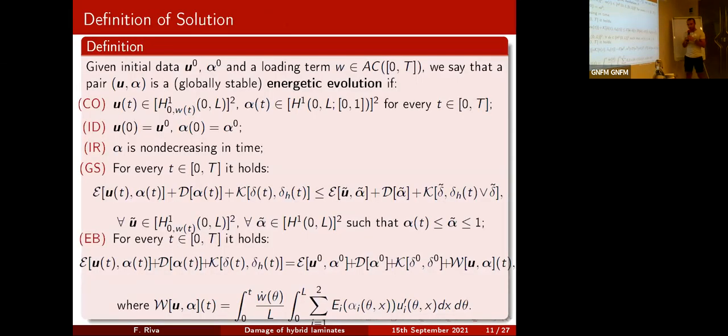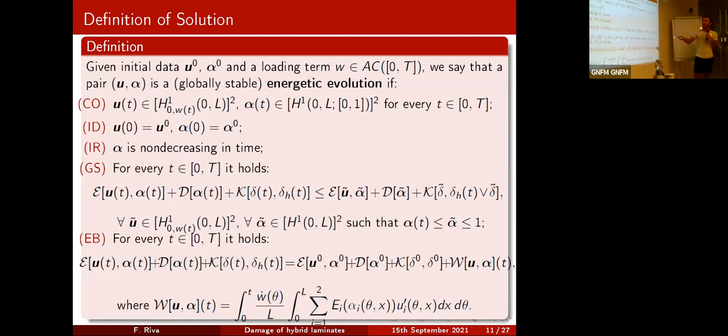Okay, perfect. So now we have all the ingredients to give the definition of this notion of solution, which I recall is an energetic solution. So given suitable initial data and the loading term, we say that the pair of displacement and damage is an energetic evolution if these assumptions are satisfied. The first one, called compatibility, simply says that for every time t, our displacement is in the energy space, namely the energy is finite at every time.